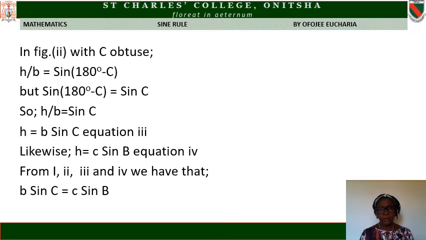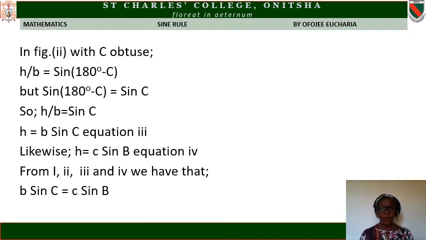In figure 2, we can see that angle C is obtuse, an angle greater than 90 degrees but less than 180 degrees. So we are going to look for H again in that particular figure. That is H over B equals sine C. If we make H the subject of the formula, we have H equals B sine C, and we call it equation 3. Likewise, if we want to discuss angle B in the same obtuse angle, we have H equals C sine B, which we call equation 4.